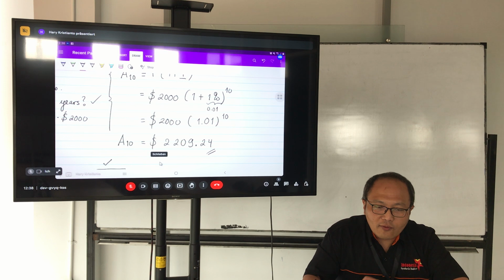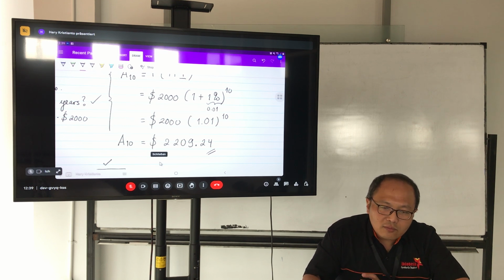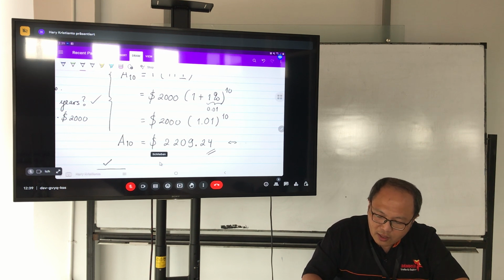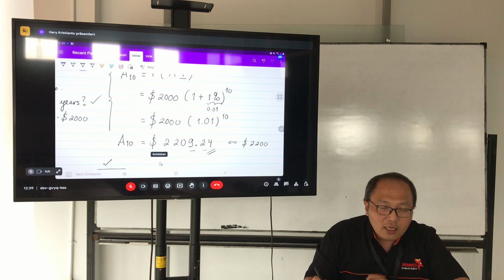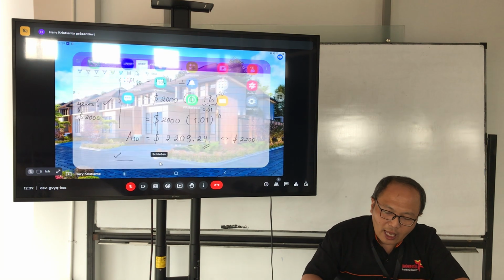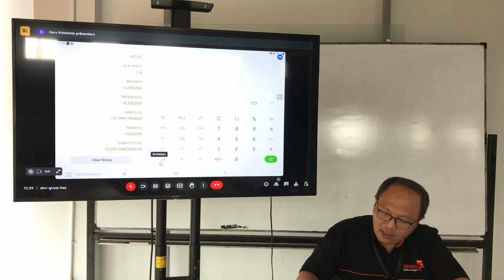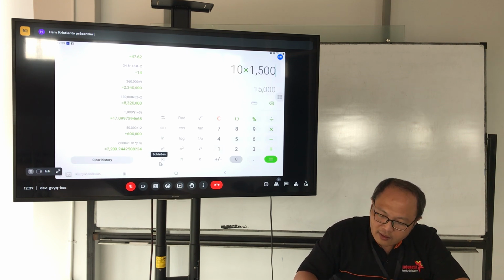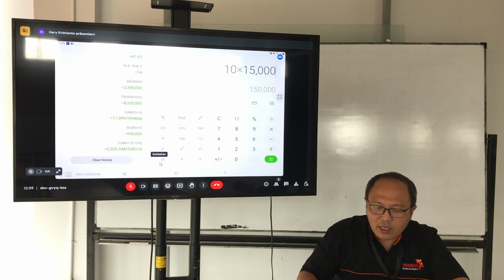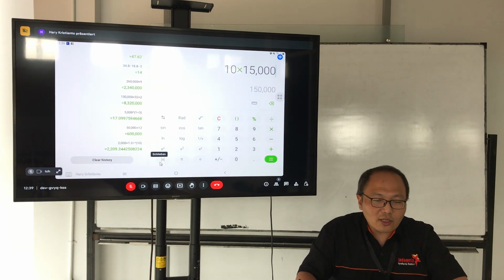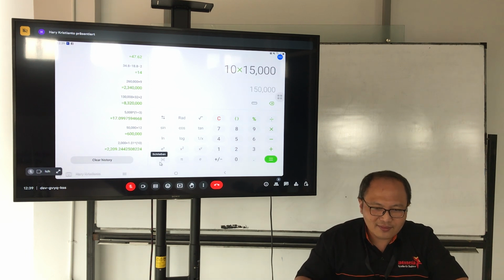$9 more from 2,000. If you compare with the simple interest, $2,200, and here it is $9.24. You are correct, it's not much, but let me calculate using rupiahs. $9 is almost 10. $10 times 15,000 rupiahs, only 150,000 rupiahs. Not so much, yeah, brother? Yes, sir. Yeah, it's not so much.